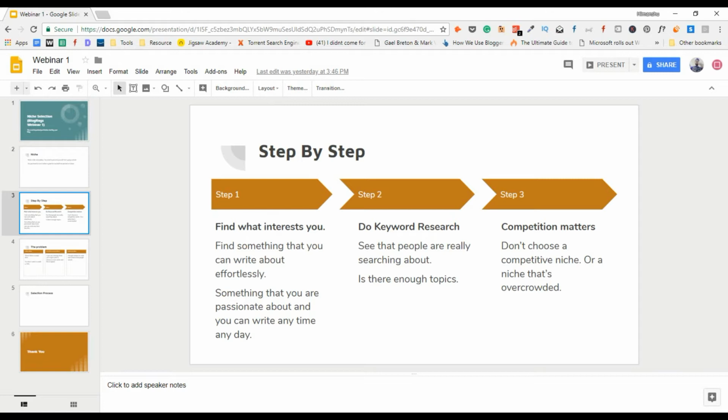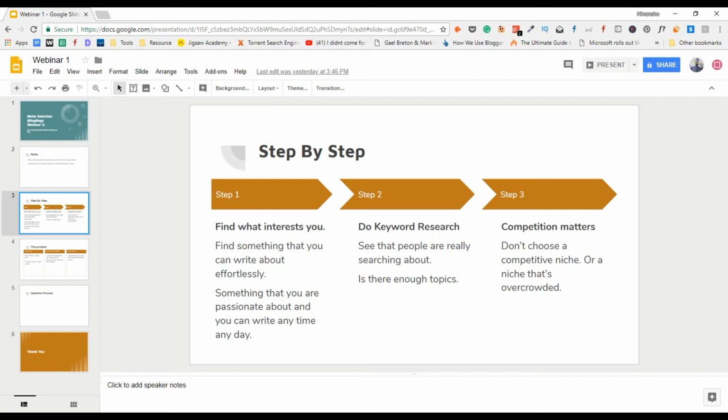No, if that's the case with you, then you're not actually passionate about it. Maybe it's in your mind, but you're not passionate about it. So find something that you are passionate about and can write anytime, any day. So that's very important, to find what interests you.